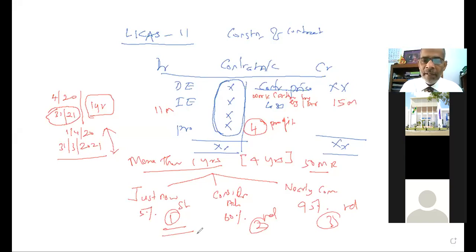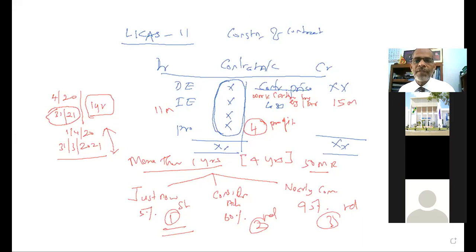We have to calculate. Now you come to the third stage, nearly completion. You have to complete only 5%. Completed 95%. Definitely you have to calculate the profit or loss. We can, sir. Yes, good.